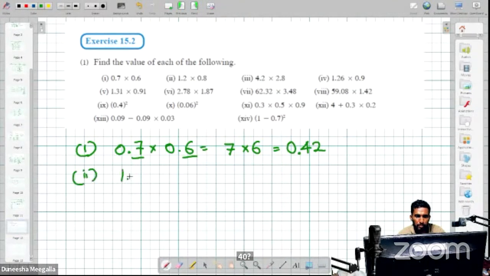Second one, 1.2 multiplied by 0.8. What are the numbers without the decimal points? 1.2 we can get as 12. 0.8 we can get as 8. 12 multiplied by 8, how much?